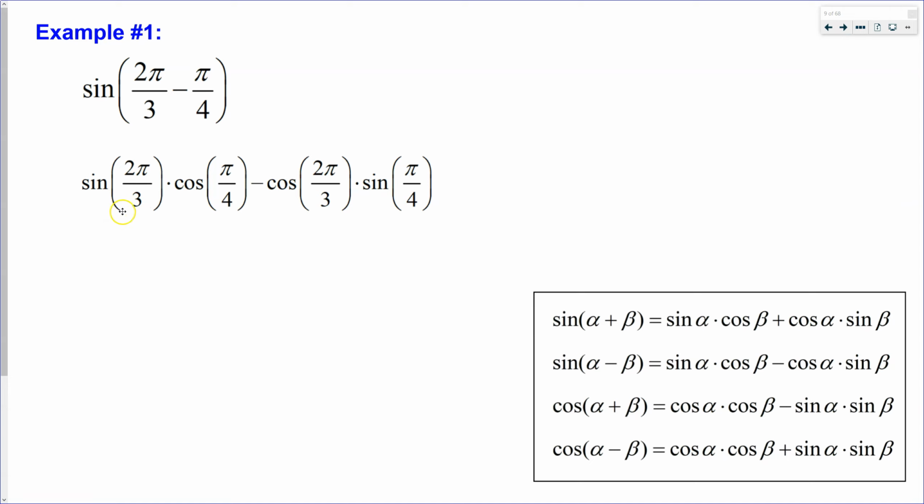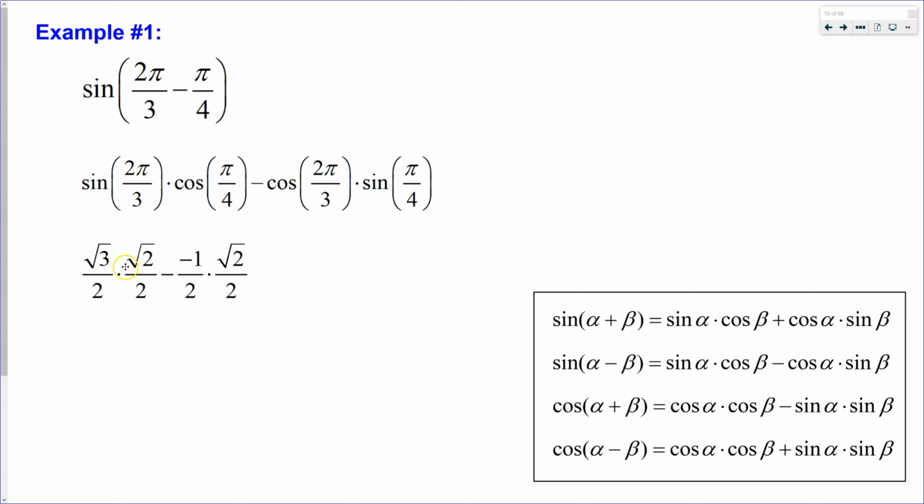But go ahead and evaluate every one. Go find the y coordinate at 2 pi over 3. Go find the x coordinate at pi over 4. Go find the x coordinate at 2 pi over 3, and go find the y coordinate at pi over 4. Plug those values in. These two things are being multiplied together, then there's subtraction in between, and then multiplied together with subtraction in between. So we got some fraction multiplication to do.